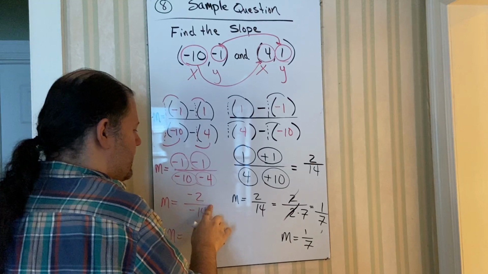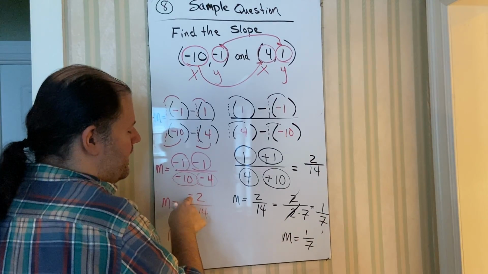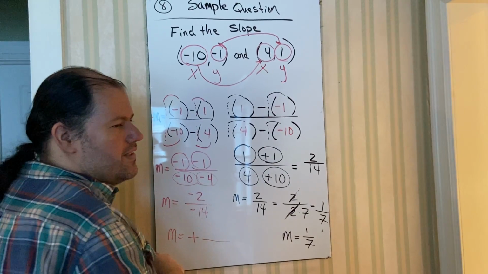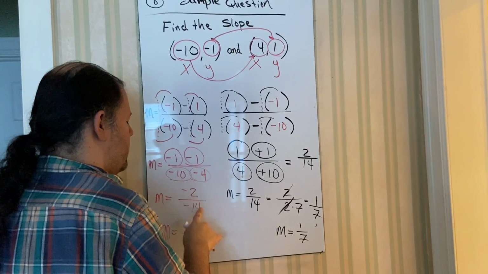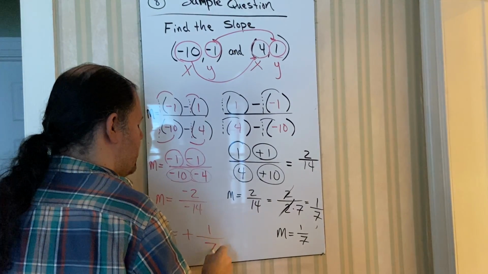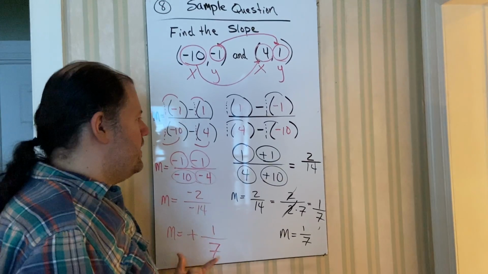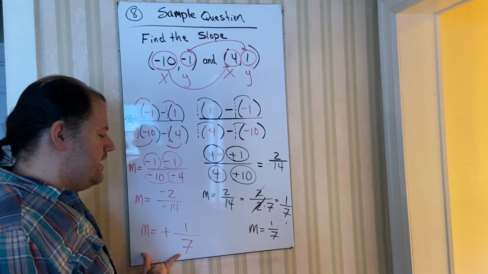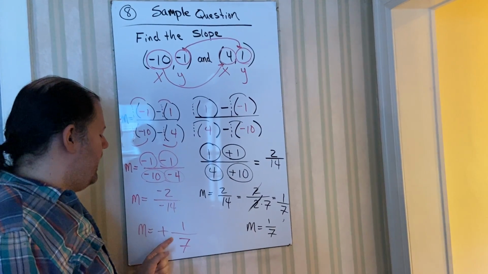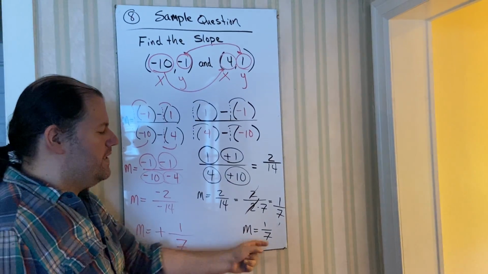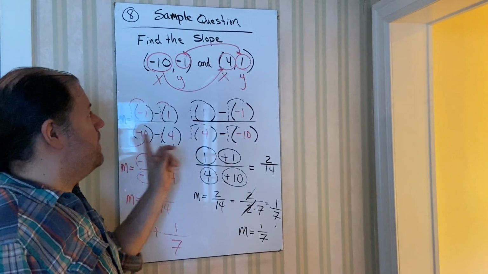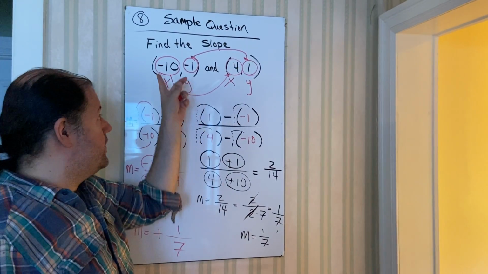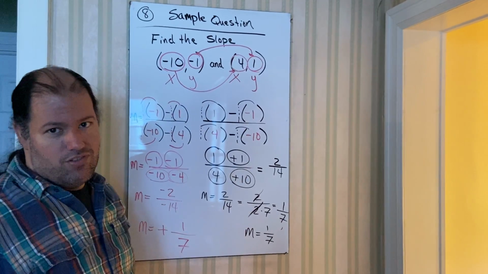Just like we would have done here, we would reduce. But negative divided by negative, a negative number divided by a negative number, you know, they can cancel out to be a positive. And 2 over 14 will also reduce down to 1/7. So no matter if you did y2 minus y1, or if you did the change in y over the change in x, both of them give you the same m equals +1/7. So it doesn't matter if you go this direction or this direction, as long as if you do x in one direction, you have to do y the same direction. That's it.